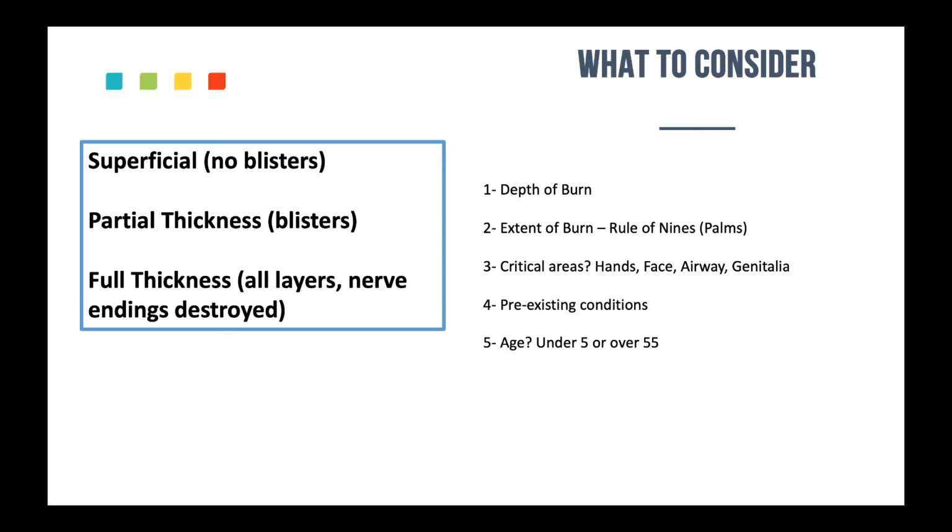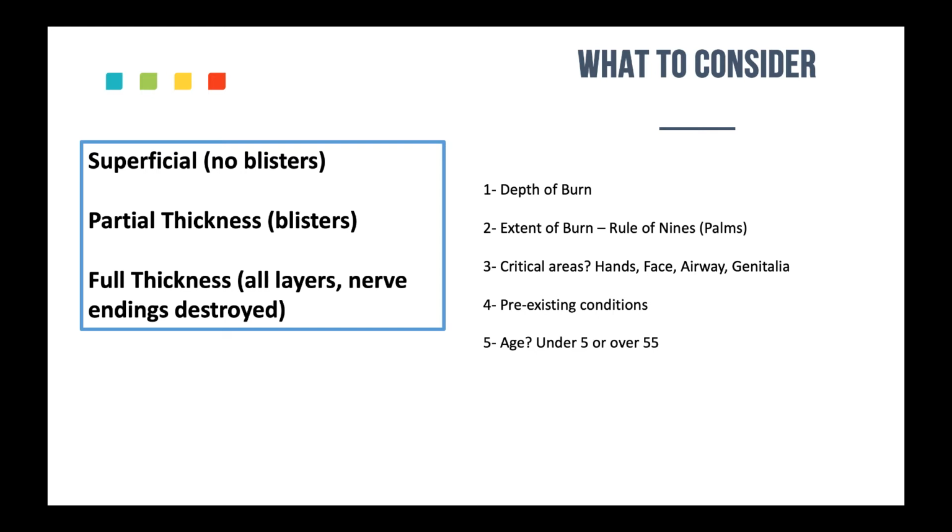And again, like I mentioned, the critical areas, right? Hands, face, genitalia, the airway, are they involved, okay? You want to upgrade the classification if that's going on. You want to upgrade it as well if you've got patients that have pre-existing conditions, diabetes, cardiac issues, okay?